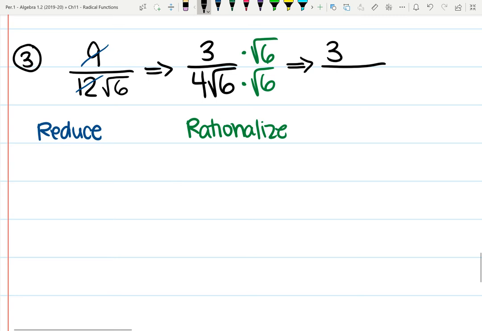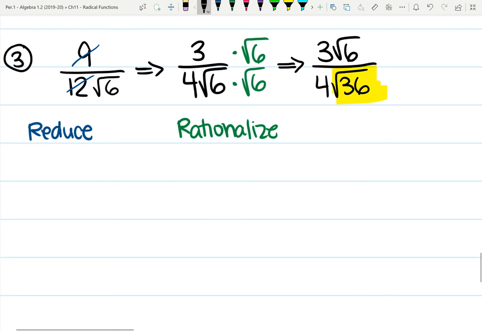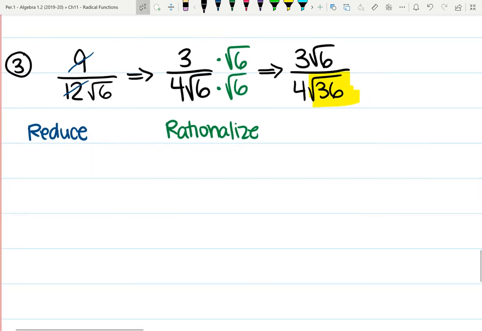We get 3 radical 6 on the top. And on the bottom, I get 4 radical 36, 6 times 6. And this is great. This is the reason why we do this, is because we end up with a perfect square. The square root of 36 is just 6. So this ends up being 3 radical 6 over 4 times 6.